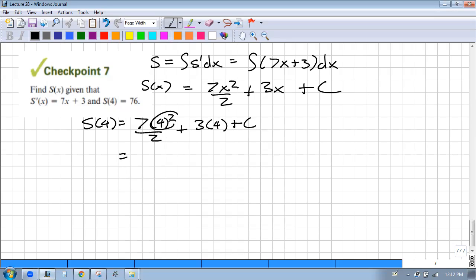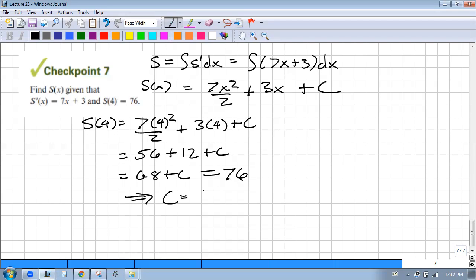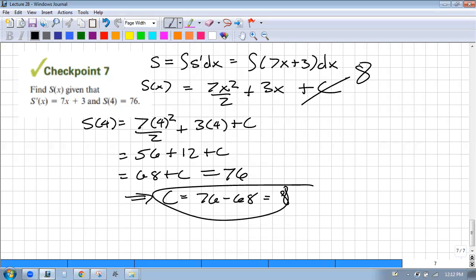Let's see, what is this? This is 16 divided by 2 would be 8. What's 8 times 7? 56. 56 and 12 is 68. And they said that S of 4 is equal to 76. So therefore, C is whatever that is, 8. C is 8. Easy enough, two steps. Antiderivative, plug in the data, figure out what C is. Okay.